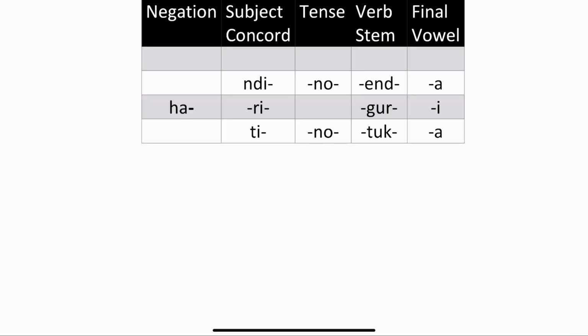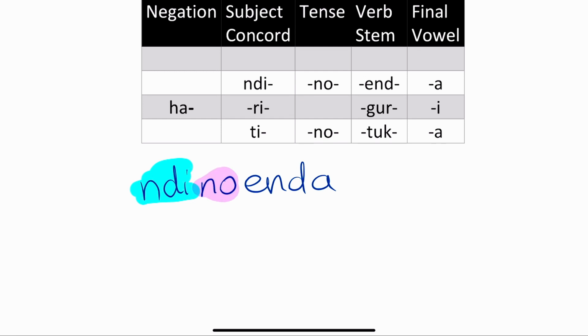If I wanted to say I go, it would come up to ndi no enda. Let's mark that out. My subject is ndi. My present tense marker is no. My verb stem and ending is enda. Ndi no enda. If somebody else is doing the going, so I want to say she goes, that would translate to a no enda. If we mark that out, a for our subject, my present tense marker no, and my verb stem and final enda.